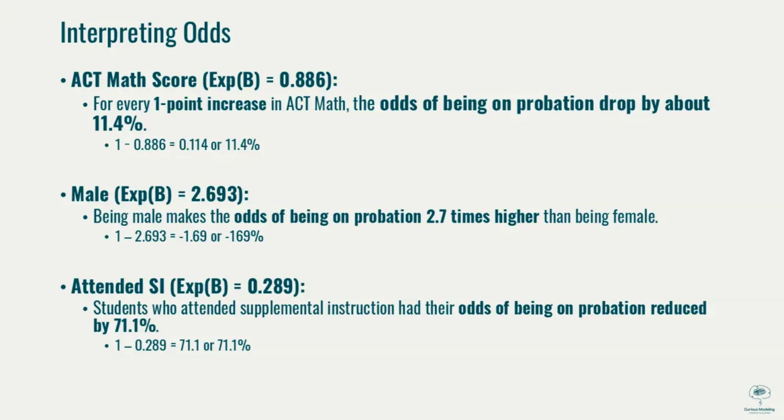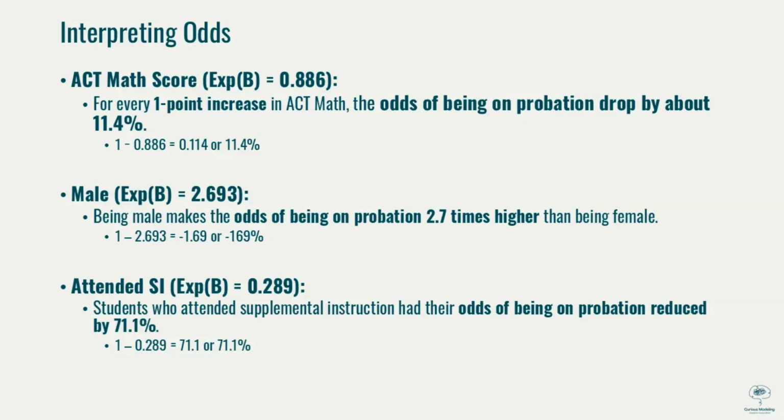Then the male exponent beta of 2.693, being male makes the odds of being on probation 2.7 times higher than being female. So that's 1 minus 2.693, which is minus 1.69 or minus 169%. It's the same way in which we convert to a probability score. And then attending SI, which is an exponent beta of 0.289, students who attended supplemental instruction had their odds of being on probation reduced by 71% because we take 1 minus that 0.289 and we convert that to 71%, because that is a binary variable, well, dummy variable as well, but a binary variable that we use whether it's present or otherwise.